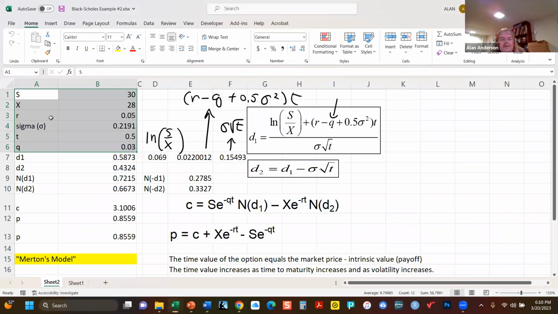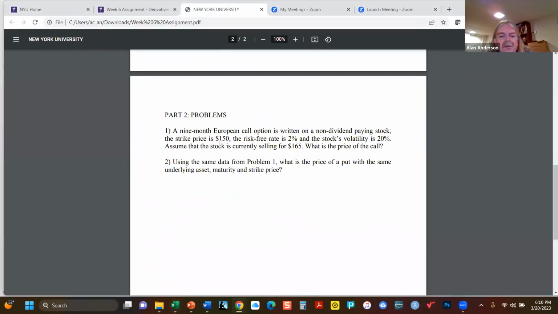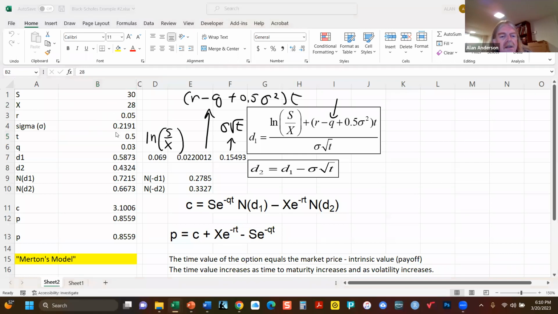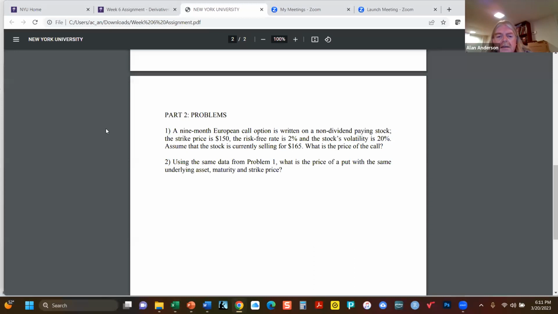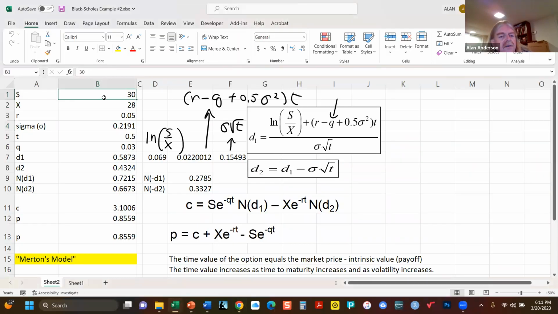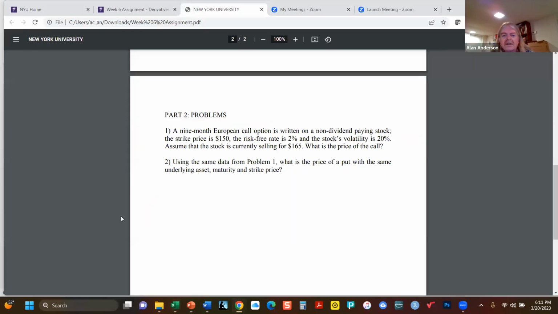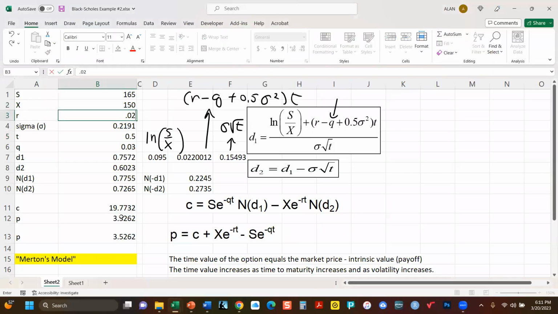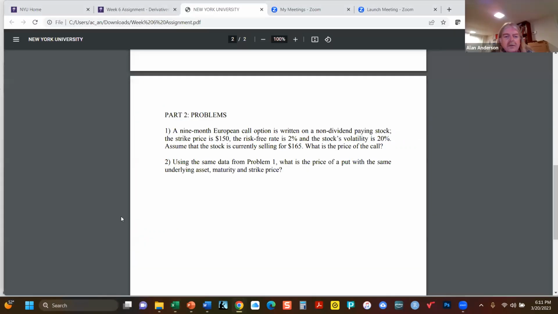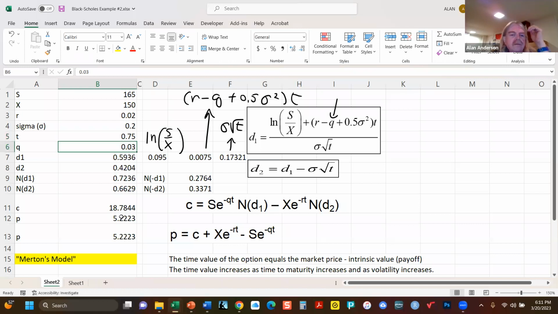9 months means 3/4 of a year. So you replace T with 0.75. And then strike price is 150. That goes there. The risk-free rate is 2%. That goes here. The volatility is 20%. That's here. And the price of the stock is 165. So if you plug those in, actually, I can do that right now without changing this. 165. The strike is 150. The risk-free rate is 2. This is 0.2, and the time is 3/4 of a year. So it's already done. There it is.